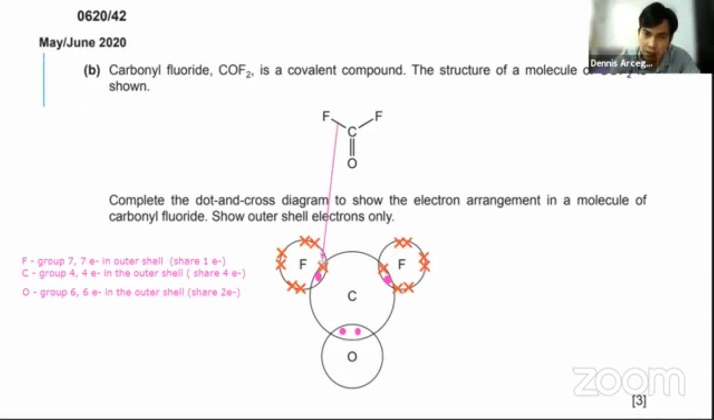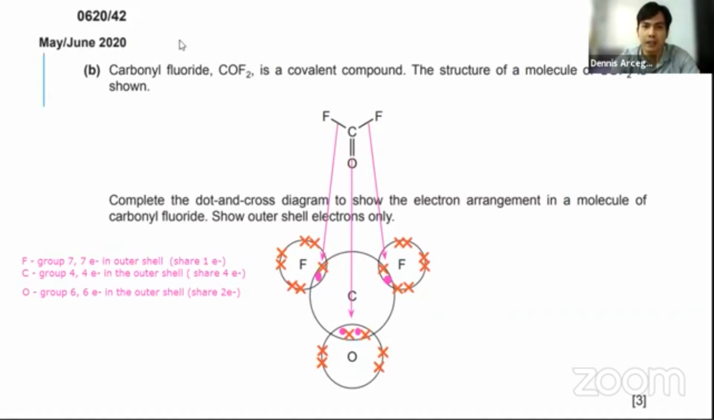Look at this. Single bond, so it means 1 electron each. This one is double bond, so it means they are sharing 2 electrons each. So 2 for carbon and 2 also for oxygen, like this one. But oxygen has 6 electrons in the outer shell, so you have to add 4 more outside for the oxygen. So it should be like this.